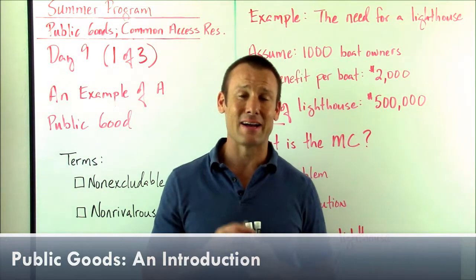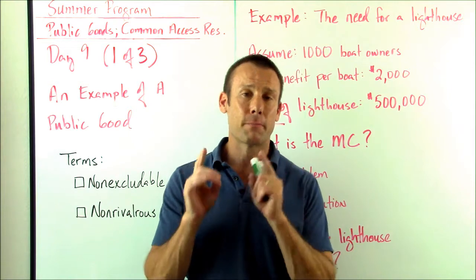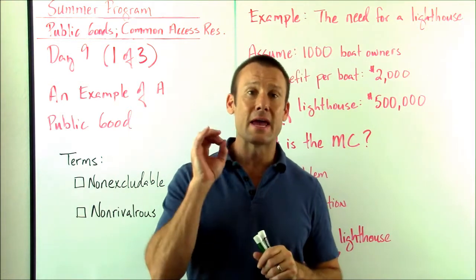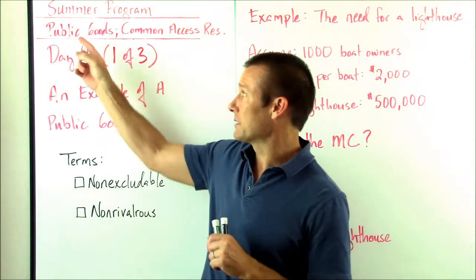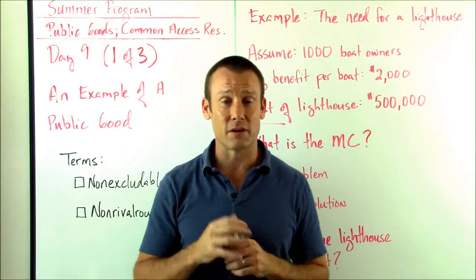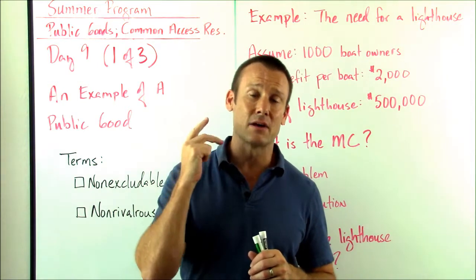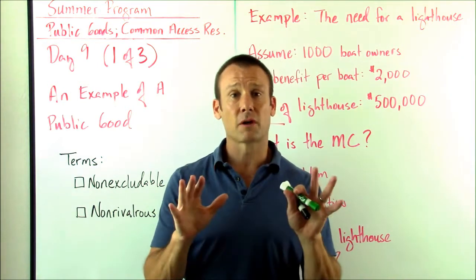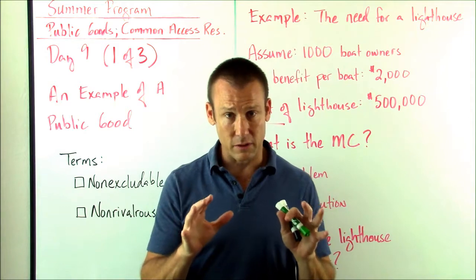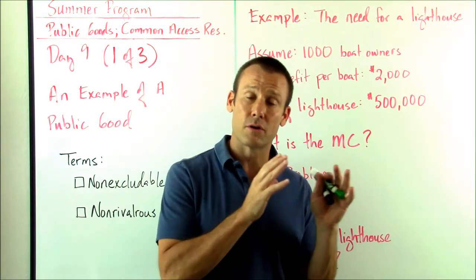This is day 9 and we are focused on video 1 of 3 on the topic of public goods, common access resources, and other market failures. Now if you look at my title, Public Goods and Common Access Resources, I didn't put that last part just because I couldn't fit it, but again, the title for day 9 is Public Goods, Common Access Resources, and other market failures. Now the market failure that we've mainly looked at at this point in the class has been externalities. However, of course, there are other market failures.